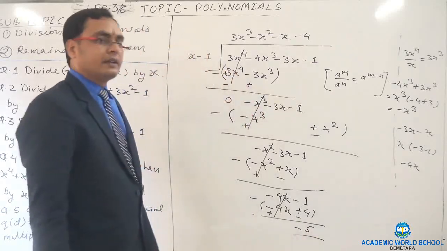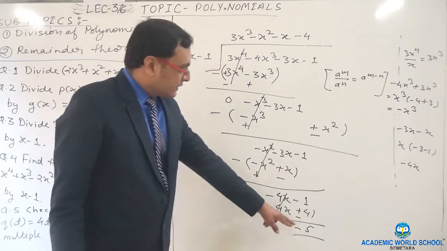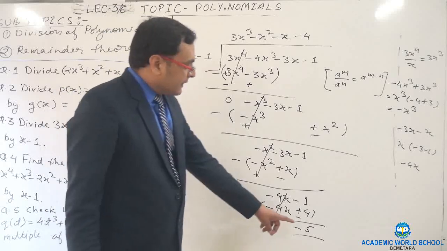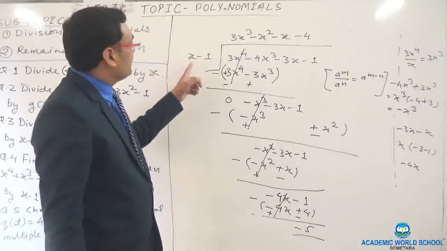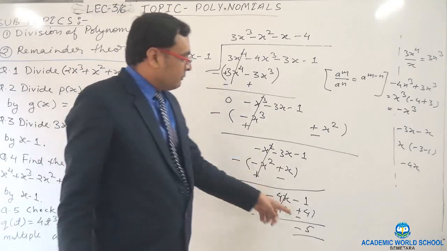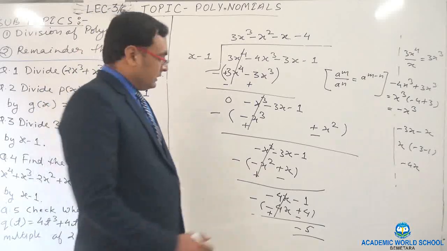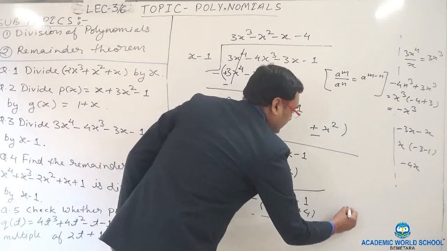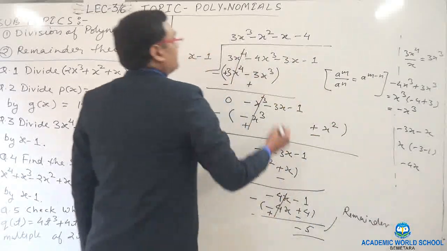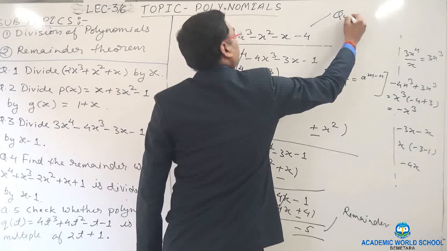So this minus 5 is a constant polynomial. The degree of this constant polynomial is 0, and when the power of this remainder is less than the power of the divisor, here the power of divisor is 1, power of remainder is 0, then we will stop our long division. So this is the remainder and this is our quotient.